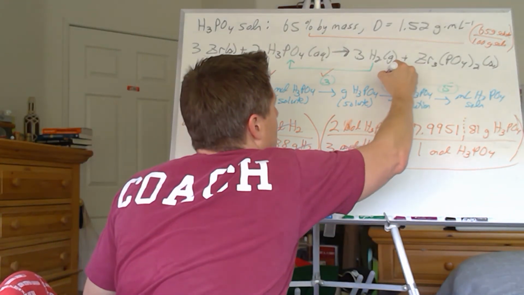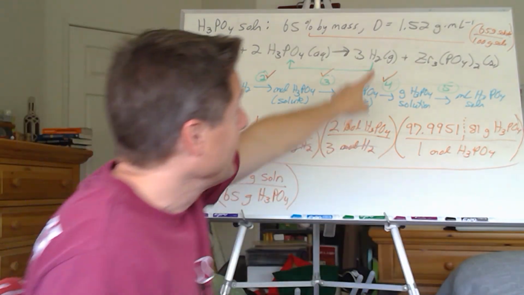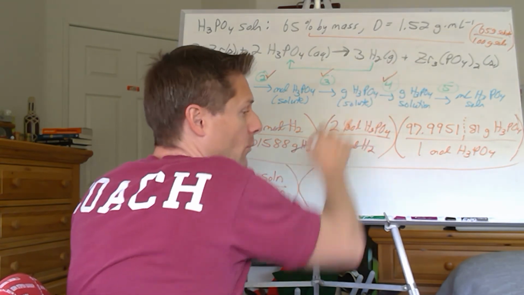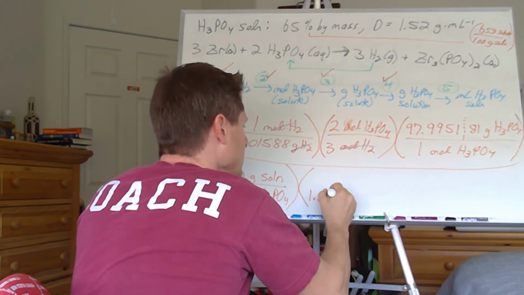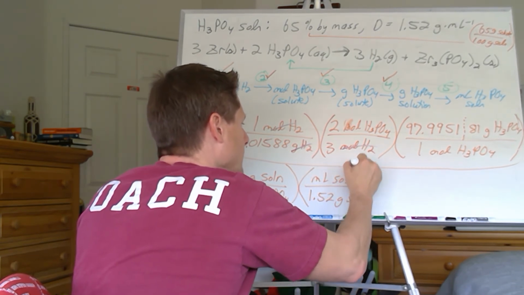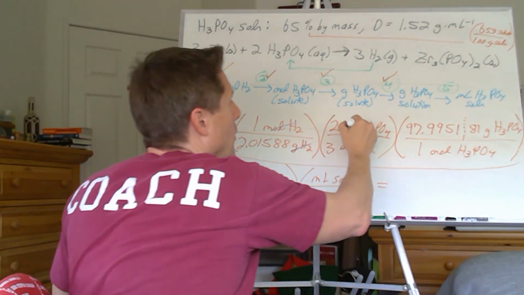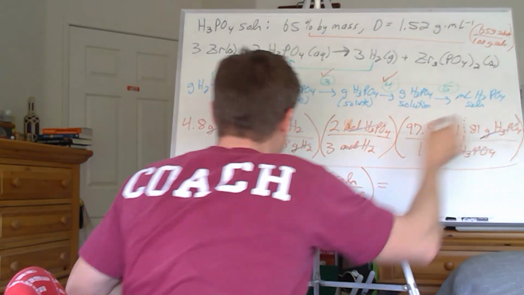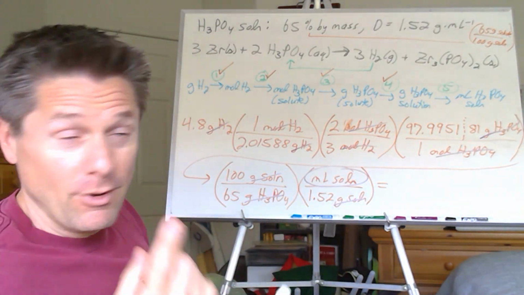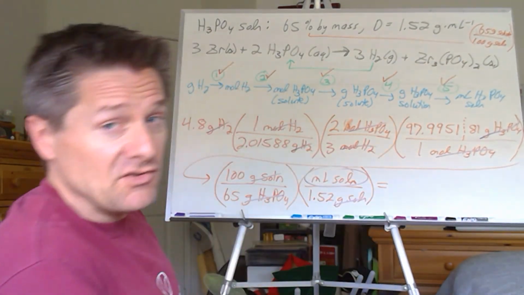We have now successfully gotten to the grams of the solution, but I asked for the milliliters of the solution, right? That's why whenever you see density, you know you got to do that. So we know there are 1.52 grams of solution per milliliter of solution. So moles of solute cancel, grams of solute cancel, grams of solution cancel. And the only thing I got left in the numerator is milliliters of solution. Yay! Check.